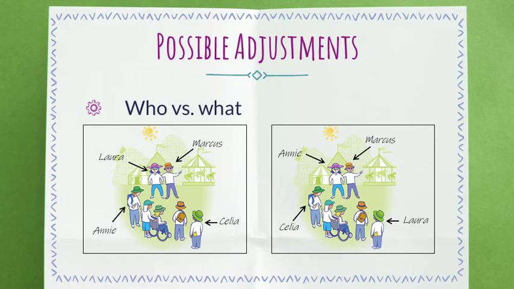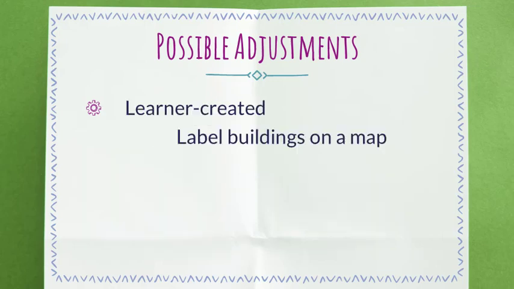Another variation, which makes it a little easier for students, is to base the differences on who as opposed to what. So you would have a picture with several people doing different things, and you assign names to the various characters, and some names are the same in both pictures, but others are different. And yet another variation is to put the learners in charge of creating the pictures. For example, they can label buildings on a map, like build your own city, and then they interact with a classmate to see how many differences there are between their map and their partner's map.